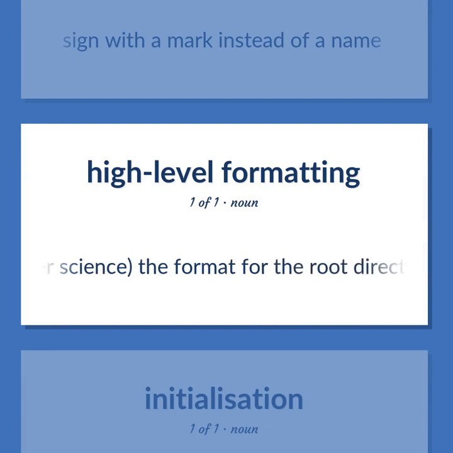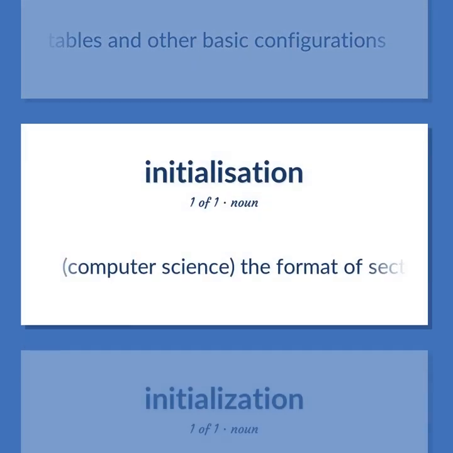Computer science. The format for the root directory and the file allocation tables and other basic configurations. Computer science. The format of sectors on the surface of a hard disk drive so that the operating system can access them and setting a starting position.